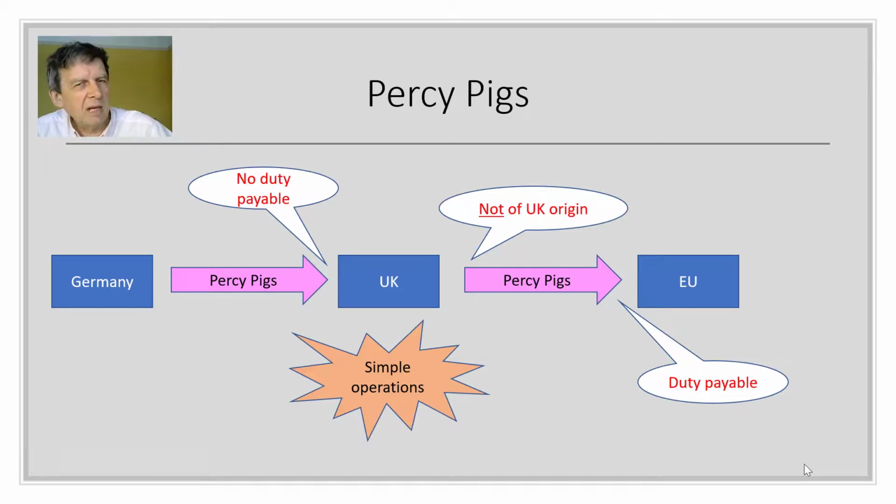Hopefully you're getting a feeling for what these 0% trading rules are. You've got to have UK originating goods when they move from the UK into the EU. The Percy Pigs, because they're not sufficiently processed, etc., in the UK, can't benefit from bilateral cumulation. As they don't benefit from that, they are not deemed to be of UK origin.